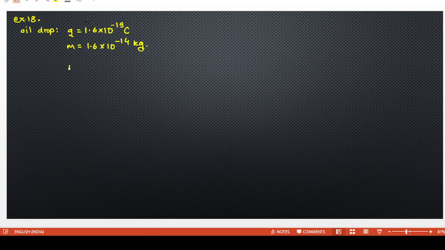The oil drop is in equilibrium position, means right now net force acting on the oil drop is 0. Then what is the potential difference between the plates? Potential difference between the two plates is equal to question mark. The distance between the plates, let us take small d, 10 millimeter, and value of g they have given as 10 meter per second square. So this is the information that they have given us.